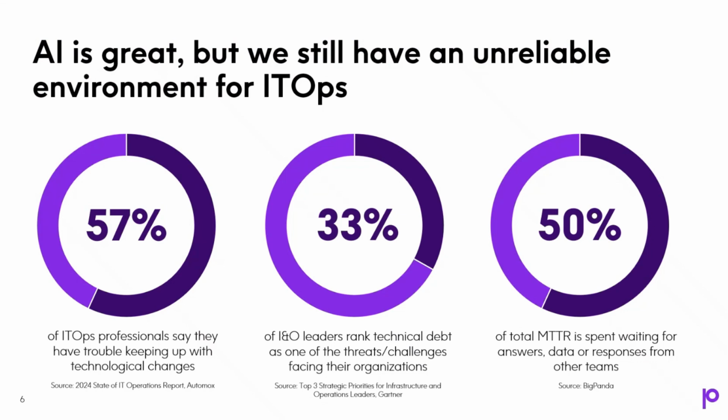And the promise of AI ops is amazing. But we still have an unreliable environment for IT operations today. Looking at different studies from analyst firms, from vendors that play in this space, we know that nothing is perfect and people kind of have to overcome several different things. So first, IT ops professionals, the majority of them still have trouble keeping up with technological changes. That is just because of the breadth of the systems that they're using in their environment to monitor and to observe.